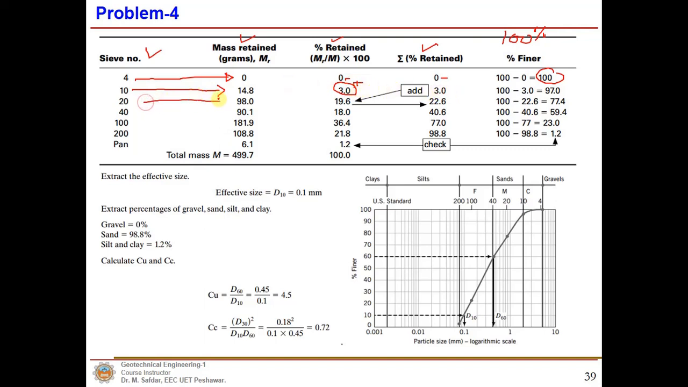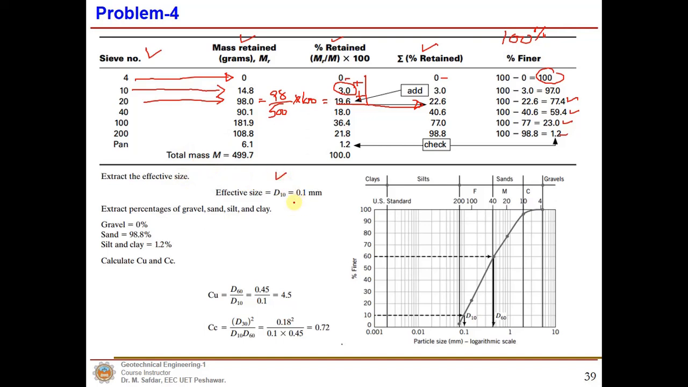Then for sieve number 20, it's 98 grams, so you can simply find out 98 divided by 500 into 100 will give you 19.6, and the cumulative would be adding these 3 here, and then it would be equal to 22.6. If you subtract that 3 from 100, it will be 97% passing, and then 77.4, and similarly, you will come up with this column as well.